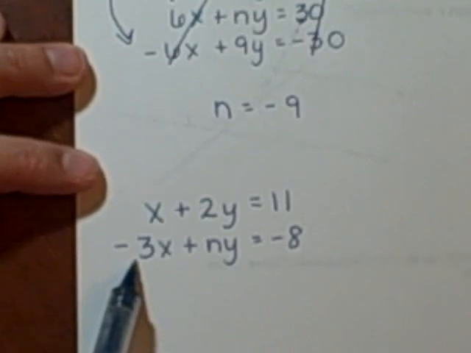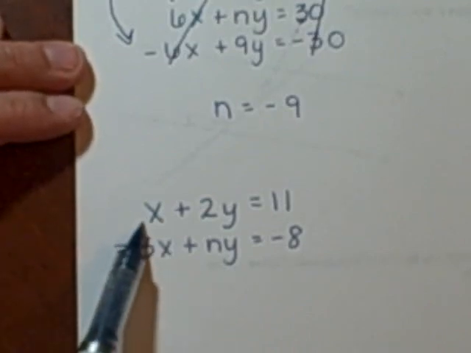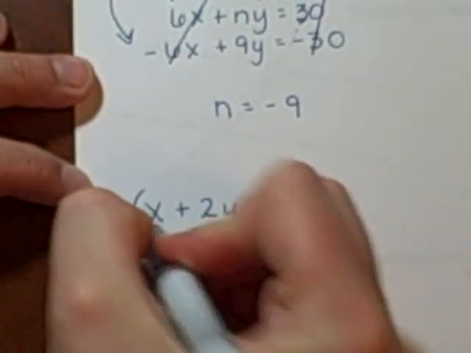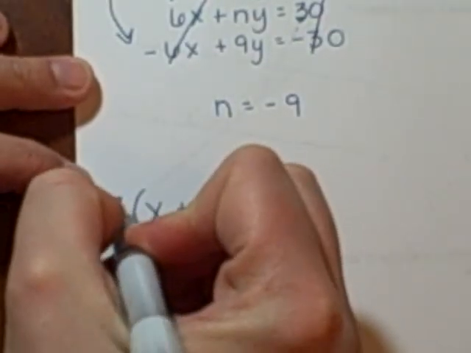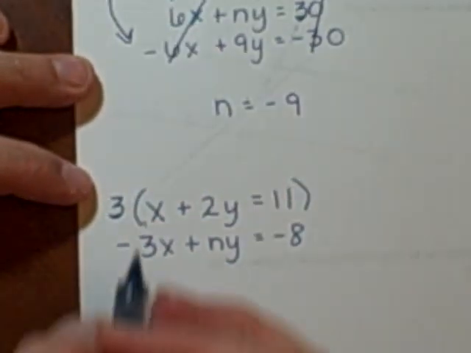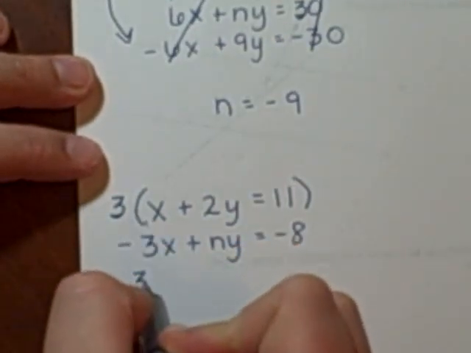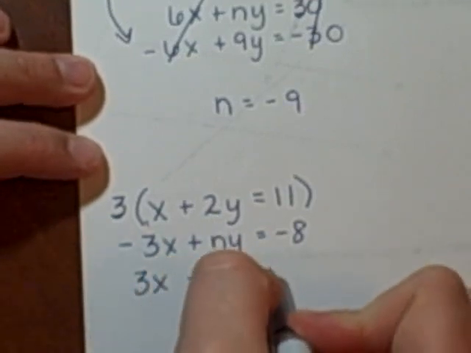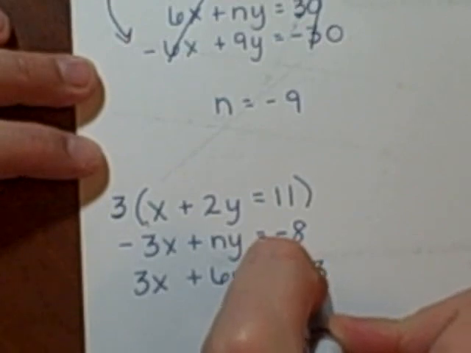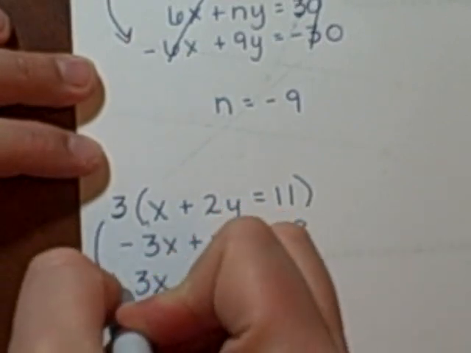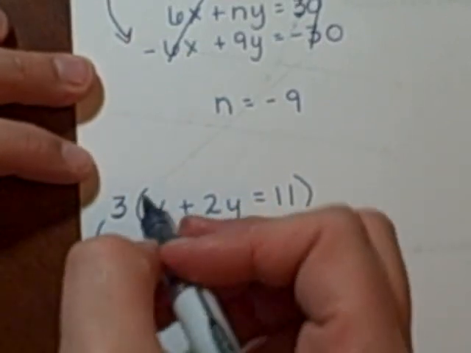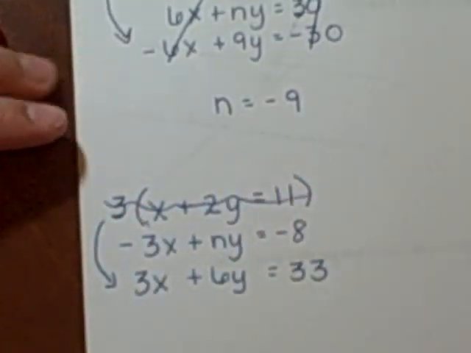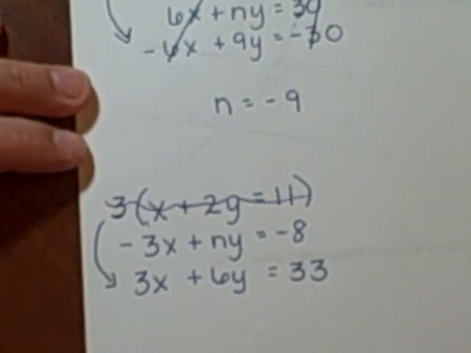So I have a -3x down here. That means I would want this x to be a positive 3x. So I will take this top equation and multiply everything here by 3. That will give me positive 3x, positive 6y, and positive 33. So that's that multiplied by 3. And again, once I've multiplied that by 3, I really don't need that top equation anymore. Okay, I've turned it into a new equation now.